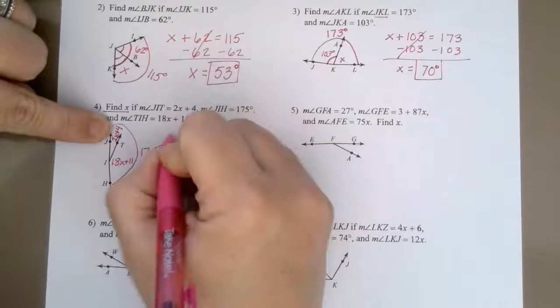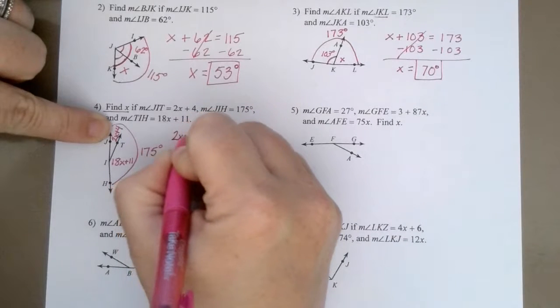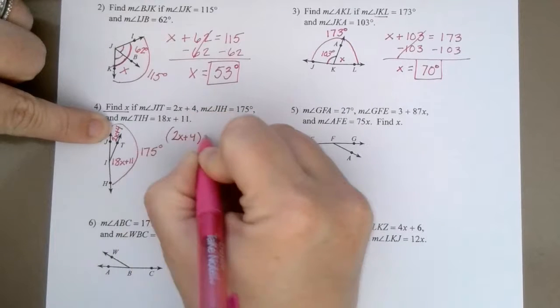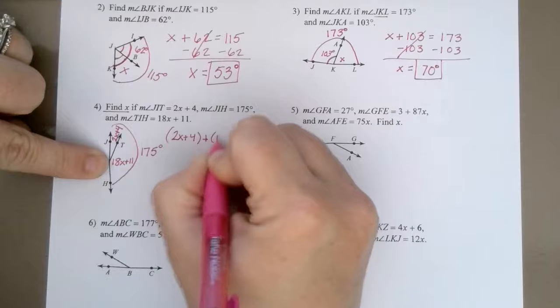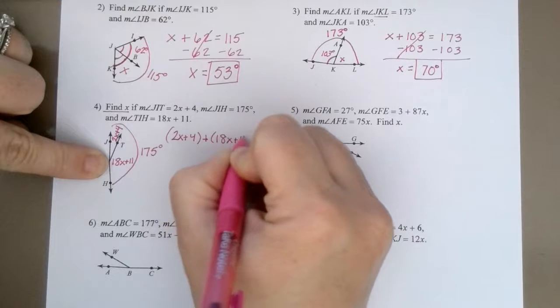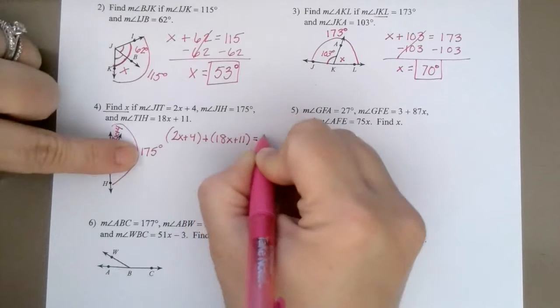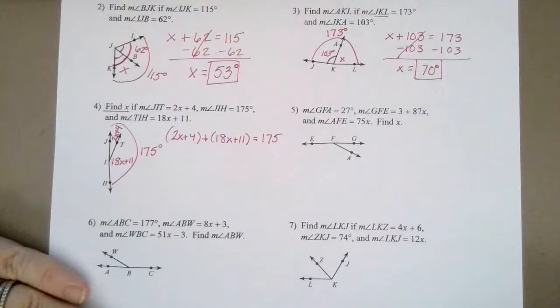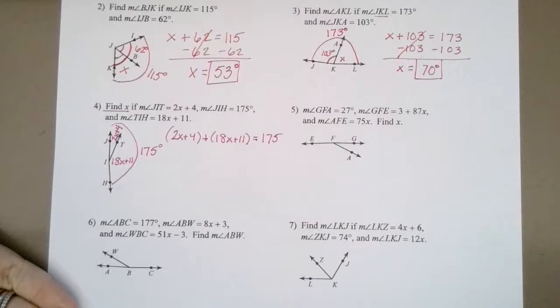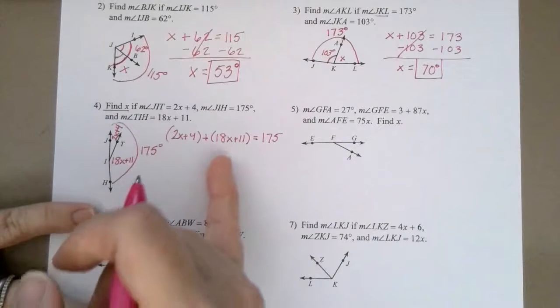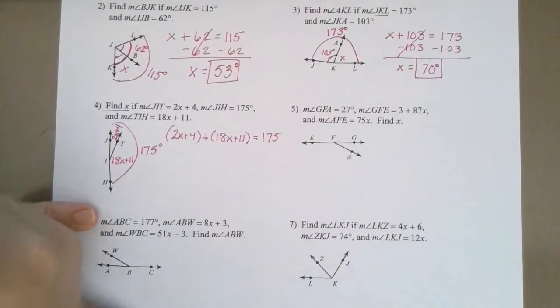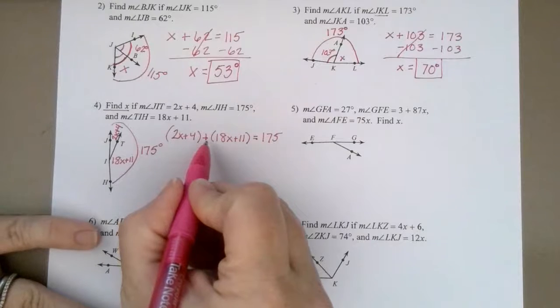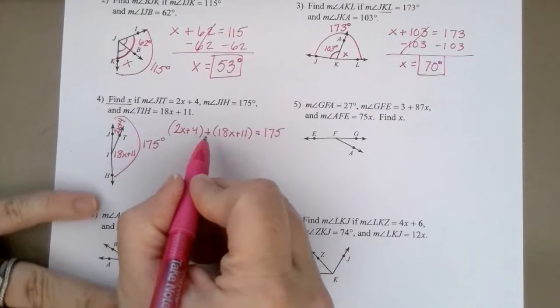Well, I need to say this angle, which is being called 2x plus 4, plus this angle, 18x plus 11, equals what? 175. Now, why did I put those in parentheses? Because they're two different angles, and that way I can see clearly one angle and two angles. And if for some reason this was subtraction, that would be a big deal. I would need to have those parentheses there.